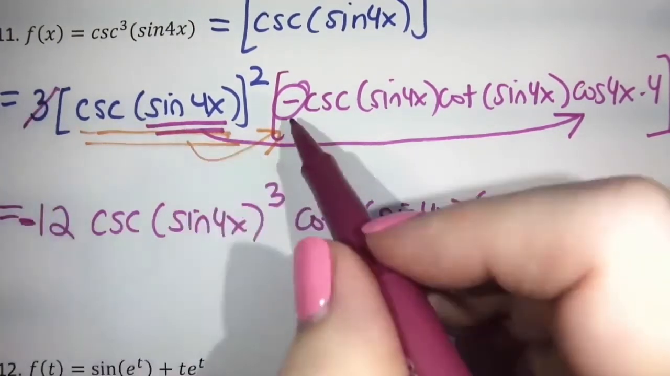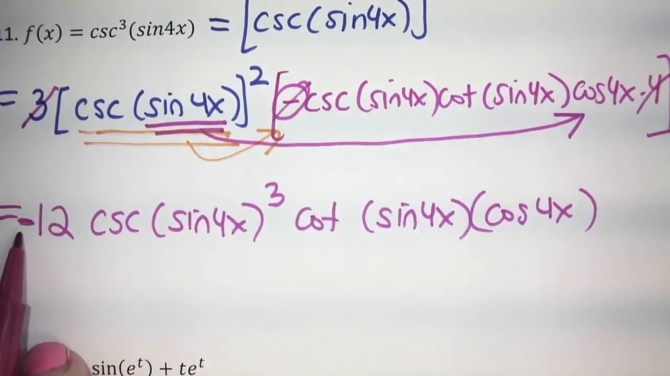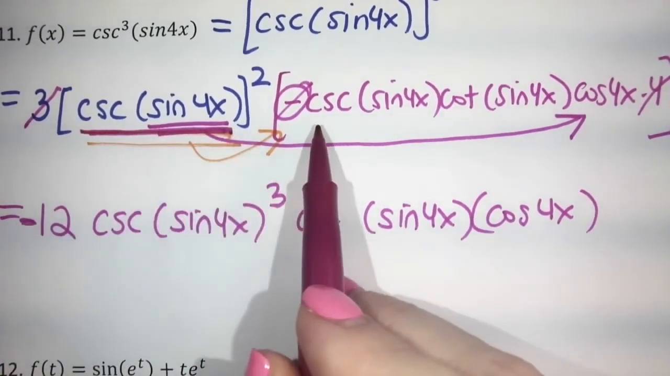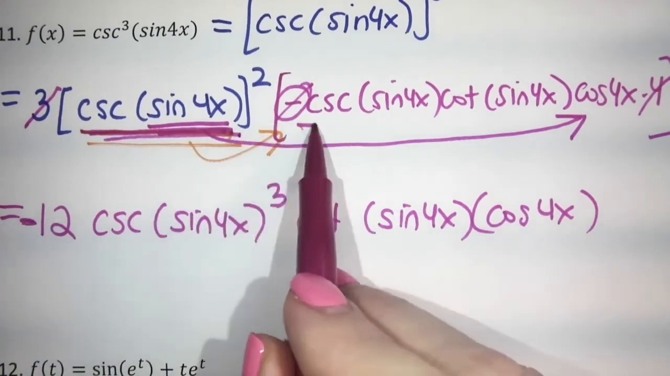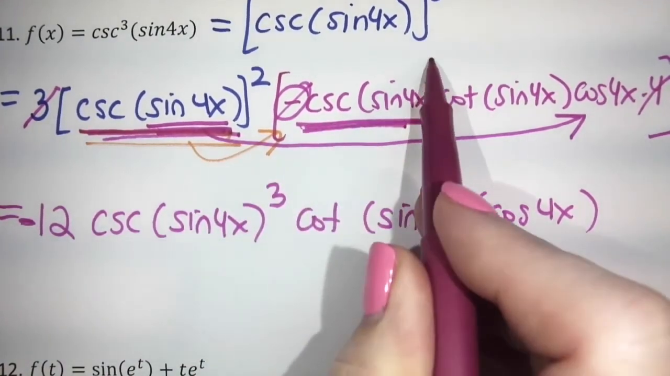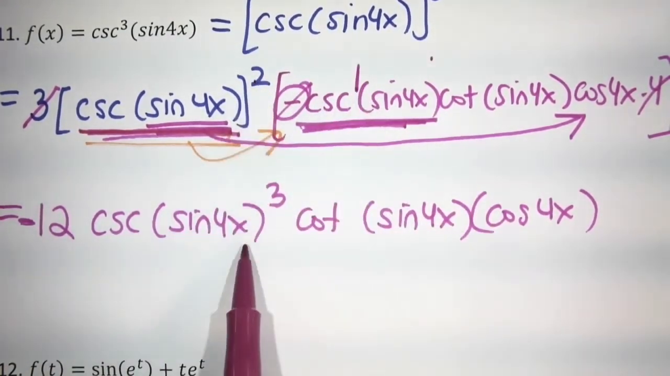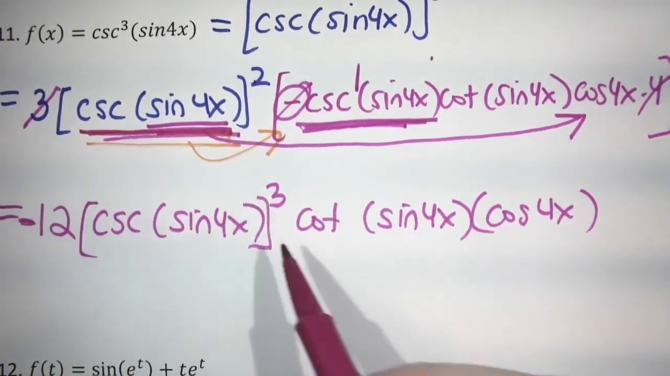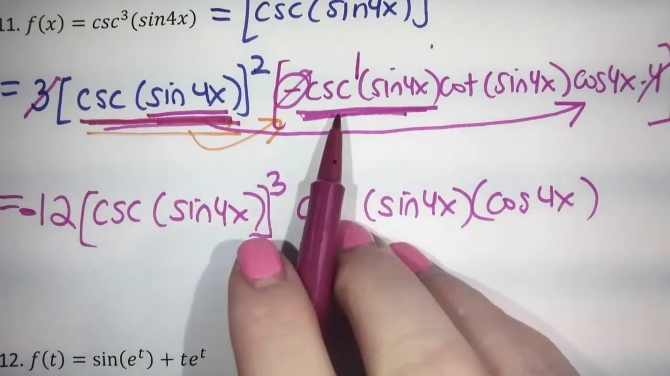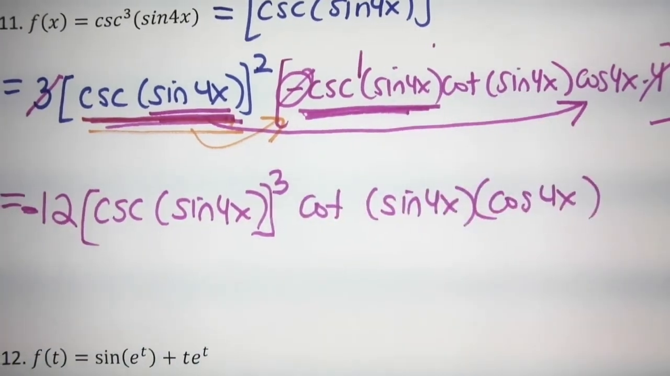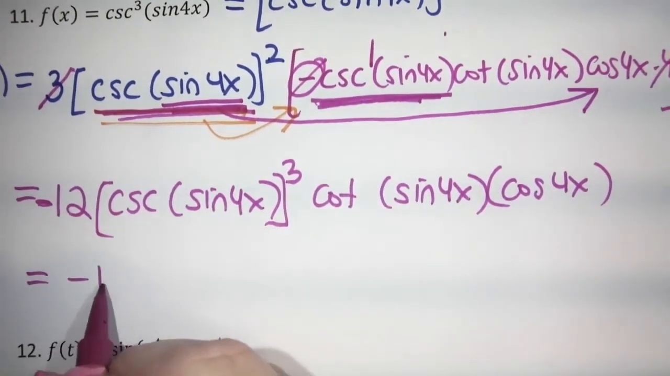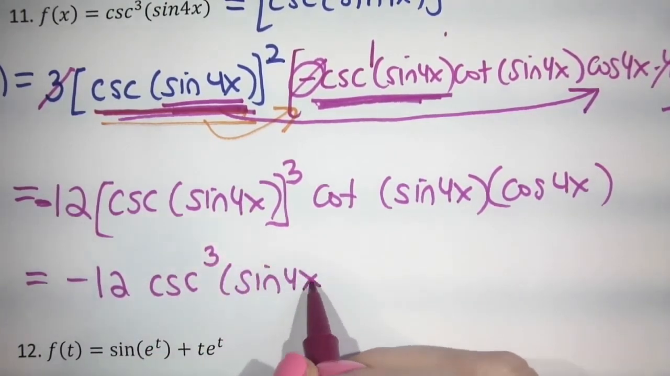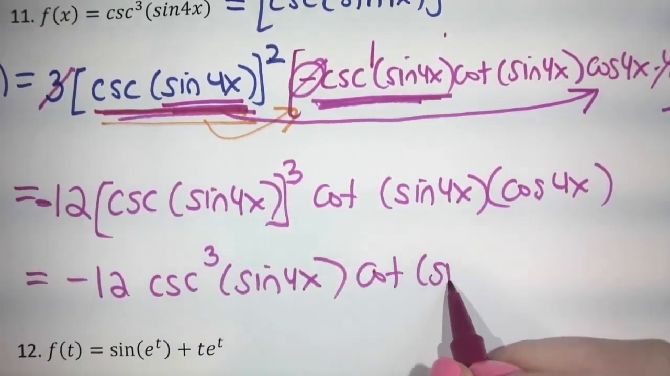So we've got the 3, the negative, and the 4. That's our negative 12. We've got the cosec of sine 4x to the 2, cosec of sine 4x to the 1, right? This is 1 and 2, so that makes 3. And I should put a bracket around that. And then we've got cotan of sine 4x times cos of 4x. So we could write this with the 3 back here in the final. And that's about all we can do.